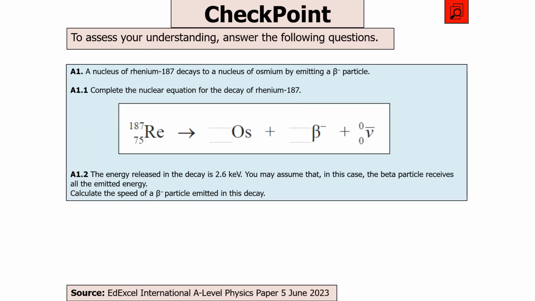The next question says, a nucleus of rhenium-187 decays to a nucleus of osmium by emitting a beta particle.